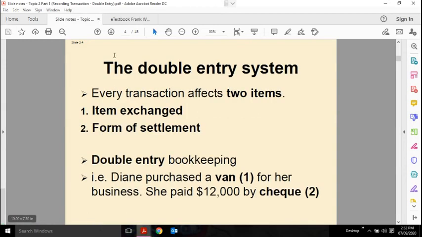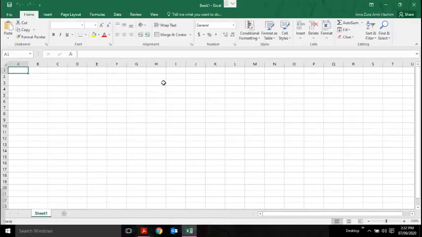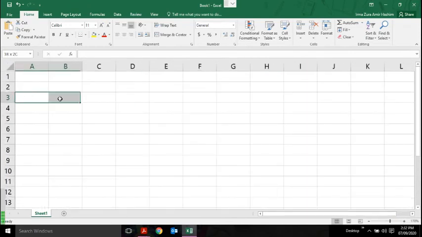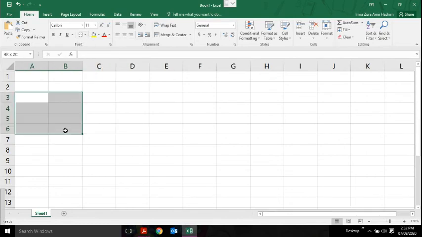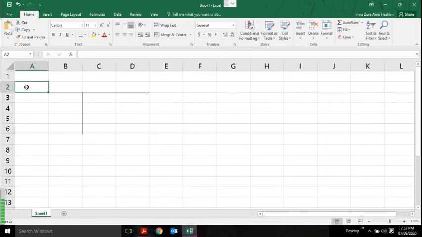Hold on, I'll show you the one in Excel. Okay, let's say I have this T form. Oh, it's not that clear here, anyway, hold on. Okay, so can you see this? Let me make it smaller a bit.